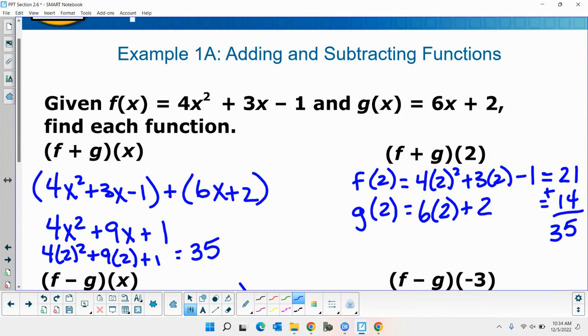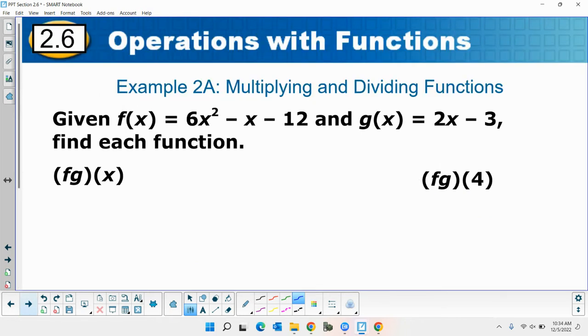These were our original functions. They'll give you the functions in the beginning. The multiplication ones.